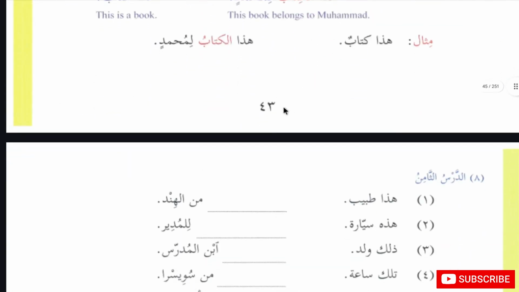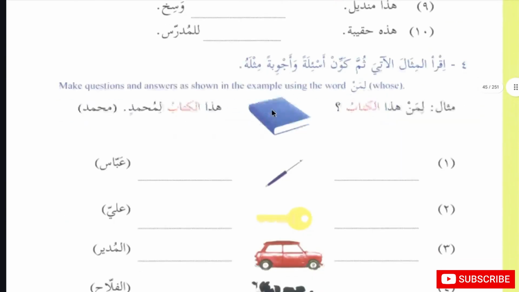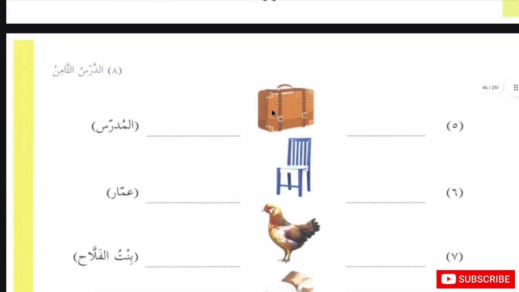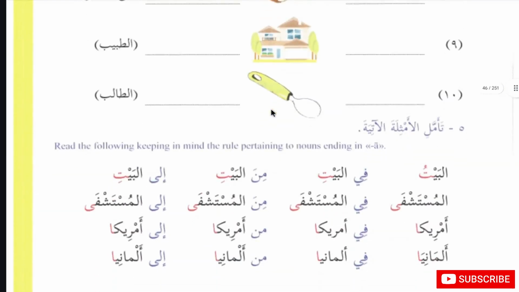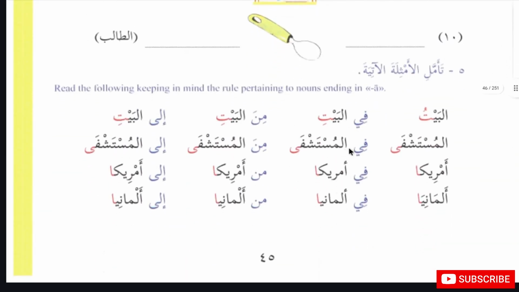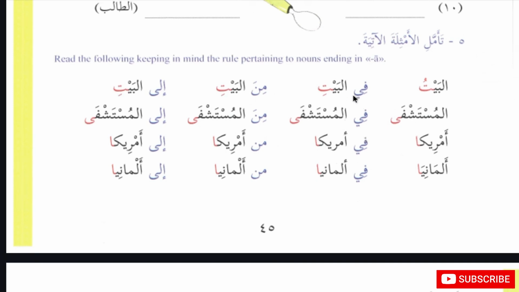So make sure to go through this practice. And here's some practice here as well. When you add fi or min or ila, it gives them all kasra except, for example, al-mustashfa, because there's a ya here. It will always be al-mustashfa: fil mustashfa, min al-mustashfa, ila al-mustashfa. Also for America and Almania, which means Germany, because of the alif here, so it will always be alif here, as you can see.